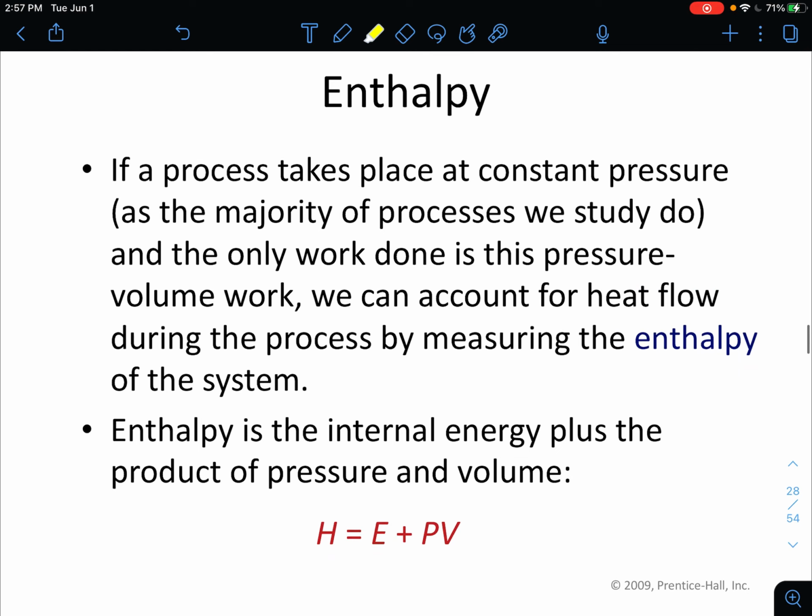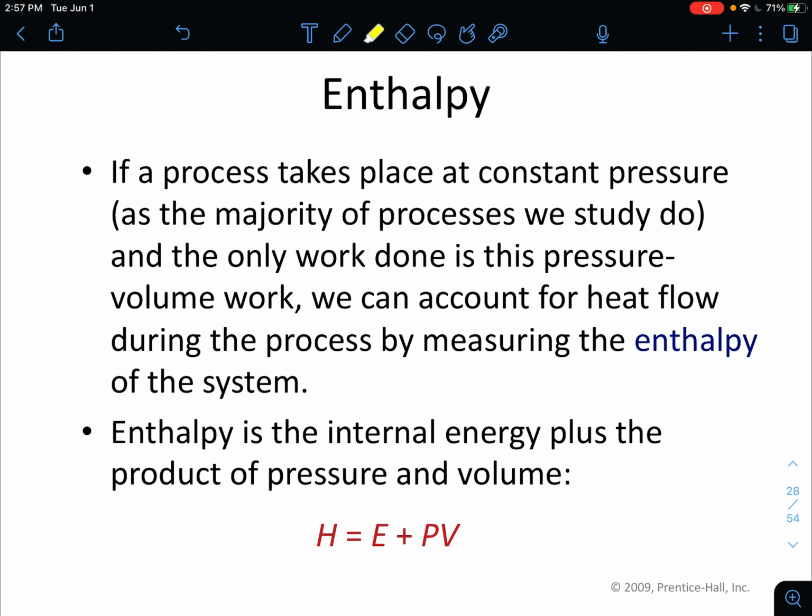So, as I said, our goal is to simplify things, and it's not going to look like we're simplifying things initially, but it will turn out that way. So, we're going to introduce a new term called enthalpy. And mathematically, enthalpy is defined as the internal energy value plus the product of pressure and volume.